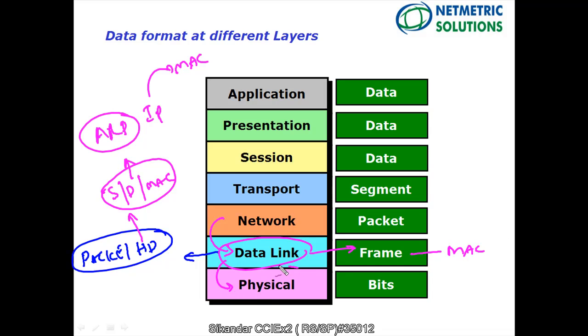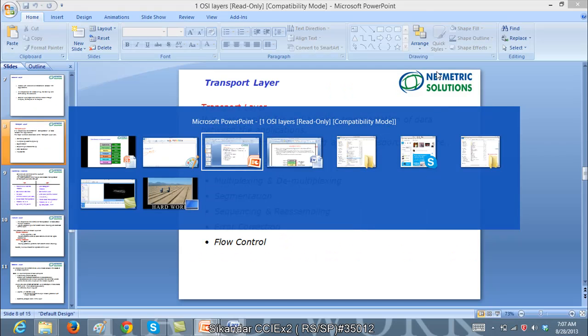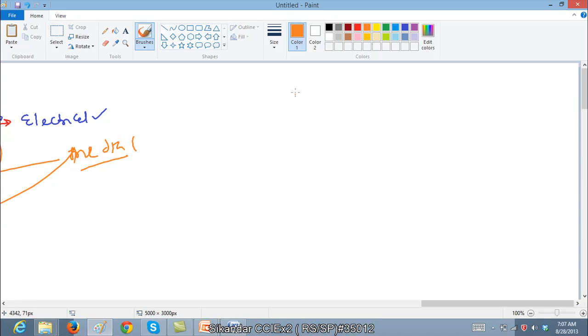And finally it reaches the physical layer, nothing but the cable or copper wire, where the complete information is sent in the form of zeros and ones. When you are sending the information, it comes in the normal data format. If I talk about layer 7, let me write down layer 7 here.